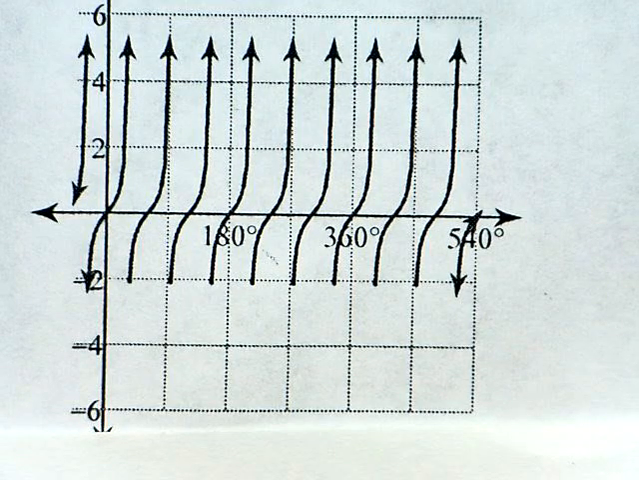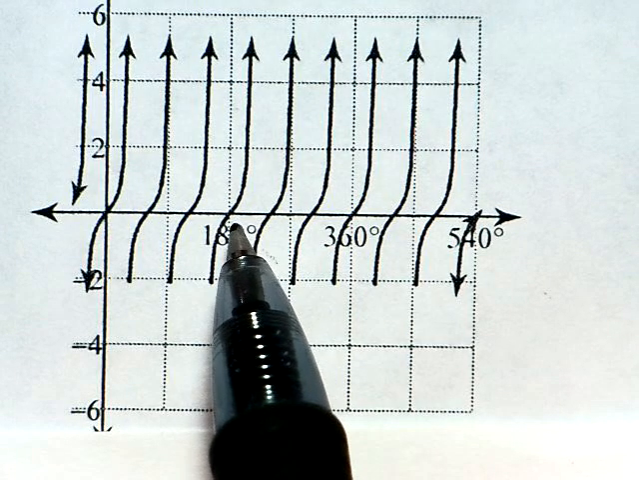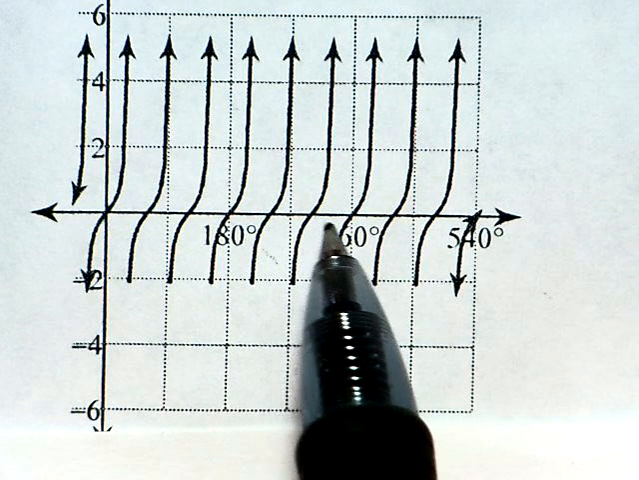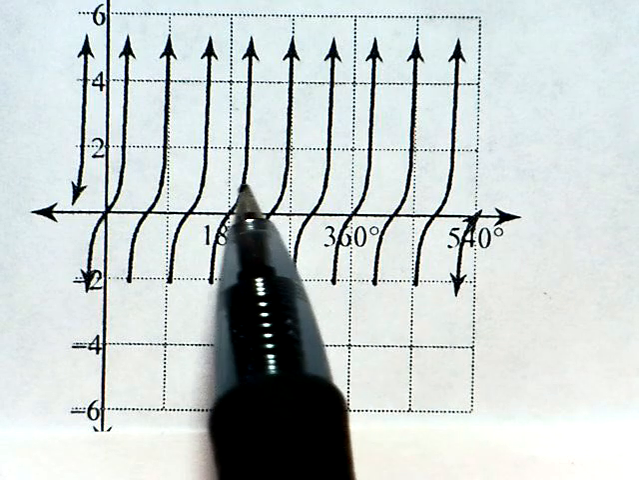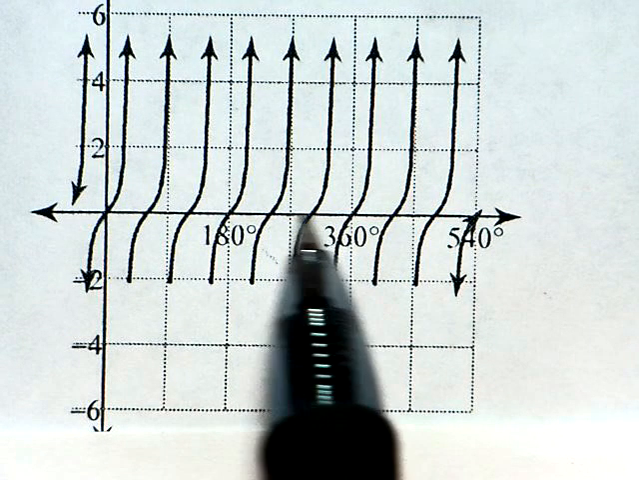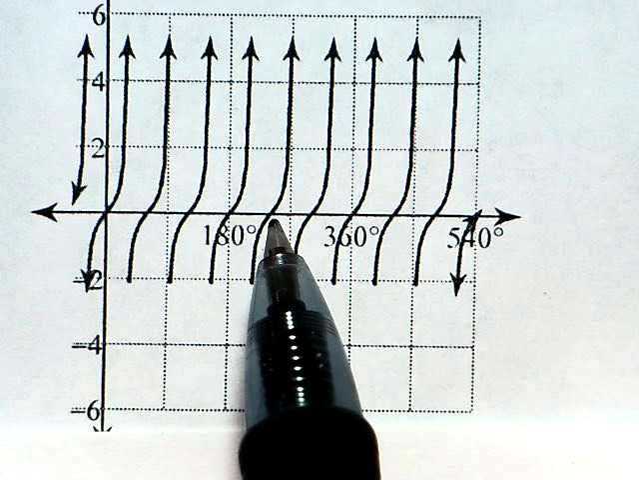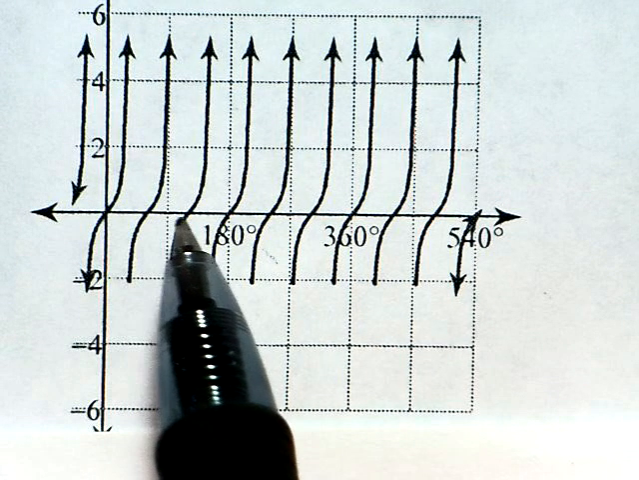Okay, so looking at this curve, we can determine that its period is going to be pi over 3, right? Because in each 180-degree region, we've got 3 cycles, or 3 periods of this graph. So that would be a period of pi over 3, which is another way of saying 60 degrees. 60, 120, 180. Or if we start from 0: 0, 60, 120, and 180.